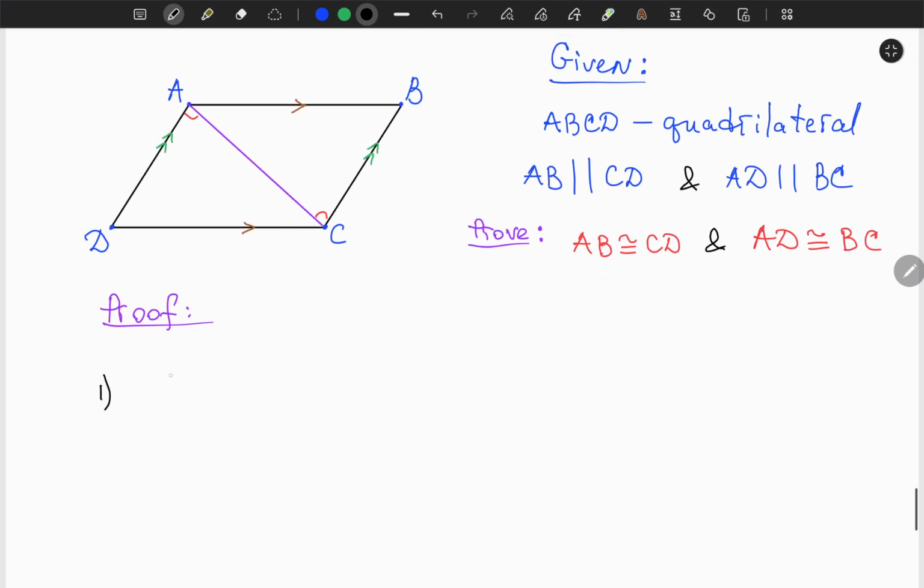So first things. Given stuff, we're not gonna write down already. Since we have given that two sides are parallel, we can say that angle CAD is congruent to angle ACB. Okay, one angle is given.